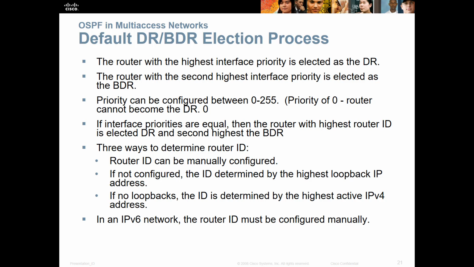There are 3 ways to determine the router ID. You can manually configure it, which we've been doing. If not configured, the ID is determined by the highest loopback IP address. If no loopback is there, the ID is determined by the highest active IPv4 address. If we're talking IPv6, we have to manually set the ID.